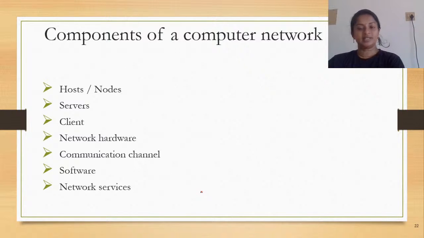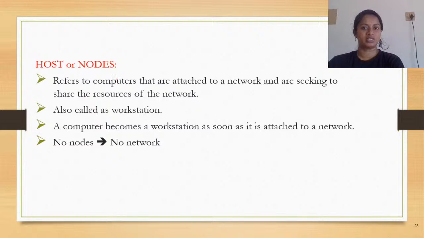Components of a network means, in short, the participating entities in your communication or in your network. The first one is host or nodes. This refers to the computers that are attached to a network and are seeking to share the resources of the network. When you're talking about a network, we know that there are multiple resources inside the network. When a device becomes a participating entity inside the network, the resources of this network are also liable to be shared, and this particular device gets access to the resources of other devices in the same network too. So host or nodes are nothing but a computing device, in fact a computer, attached to the network and seeking to share the resources of the network. In turn, it is also enabling sharing of the resources of its own device.